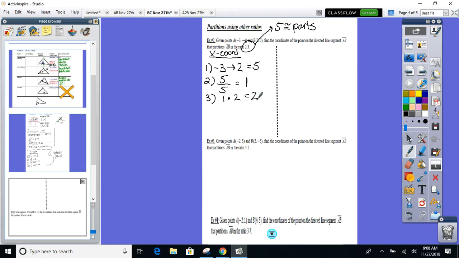Now remember, that's not where you end. You got to go back to your original starting point and say, all right, what was my original x coordinate I started with? -3, and I'm going 2 units. And where do you end up on the x-axis? -1, yep.